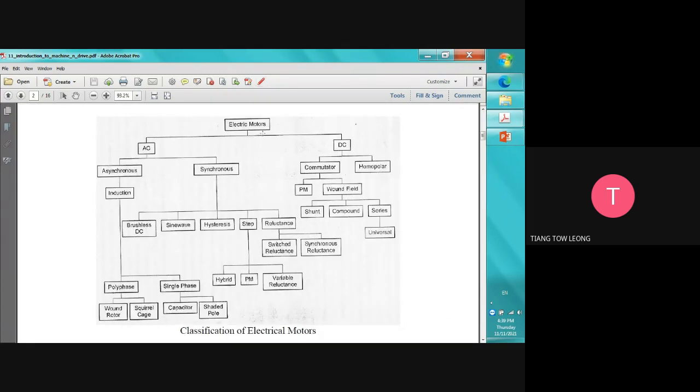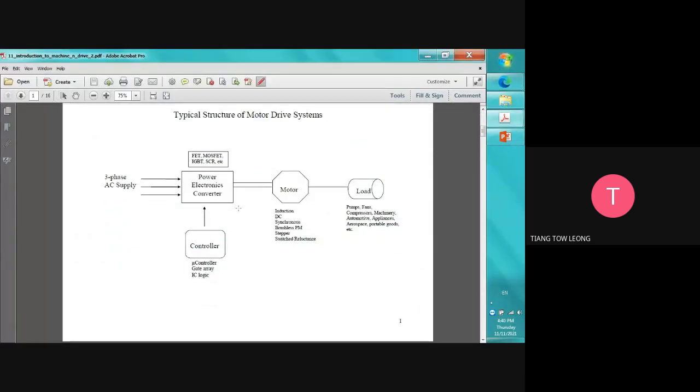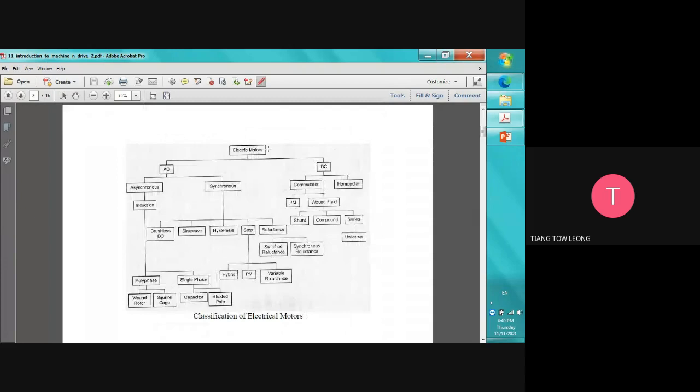Okay, what we have now, maybe I should open up this one. Okay, electric motors, we have two types, subdivided into AC and DC. So for AC, we have synchronous and asynchronous machines. Asynchronous is an induction motor. Then the induction motor can be polyphase or single phase. From single phase, we have either the capacitor run motor or the shaded pole motor. And then for polyphase, we can have a wound or squirrel cage rotor.